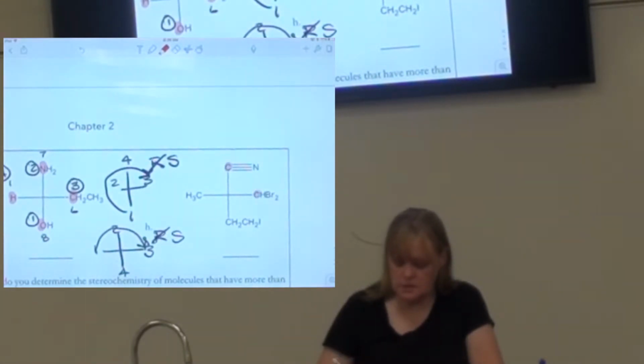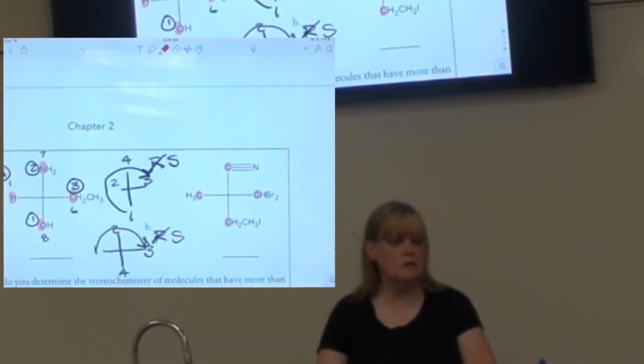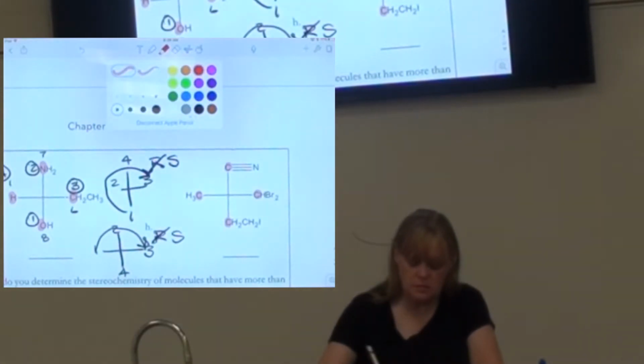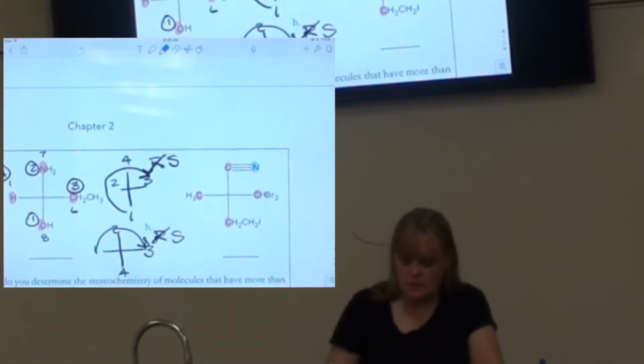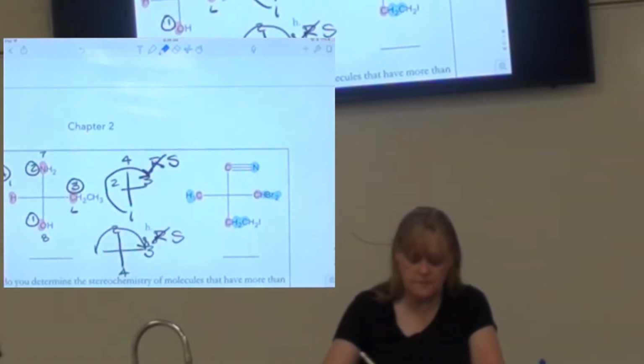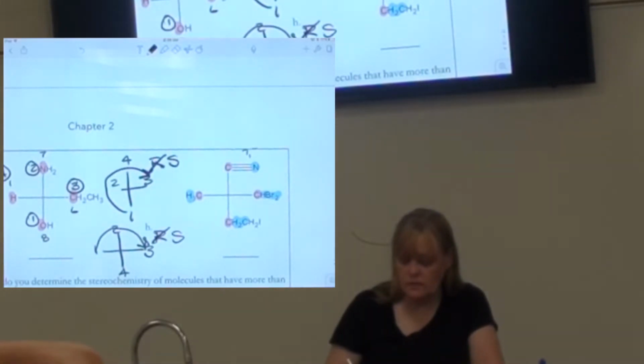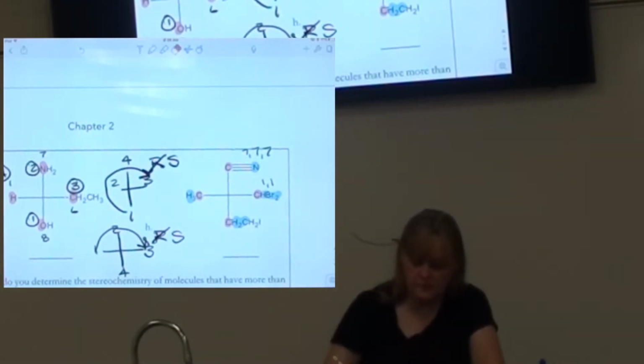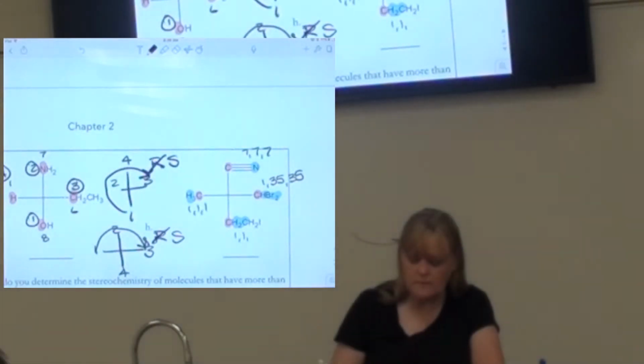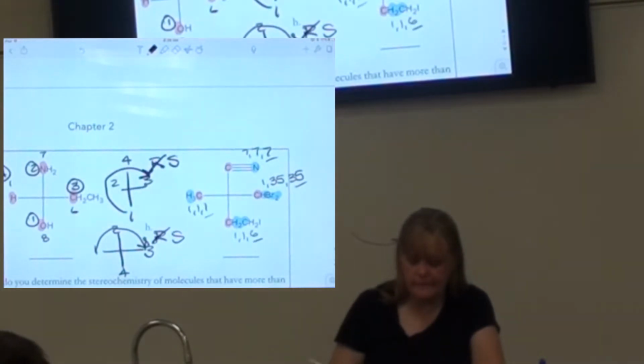All right, we'll finish this up. Carbon, carbon, carbon. Nitrogen, hydrogen and bromine, hydrogen and carbon, hydrogen. 7, 7, 7, 1, 35, 35, 1, 1, 6, 1, 1, 1. Where's the 6 go? I don't know. It disappeared.